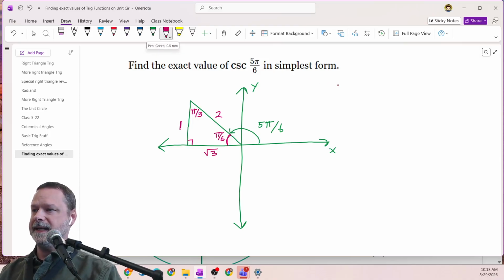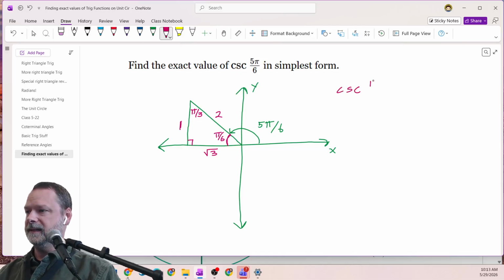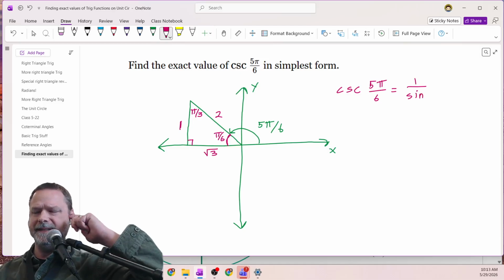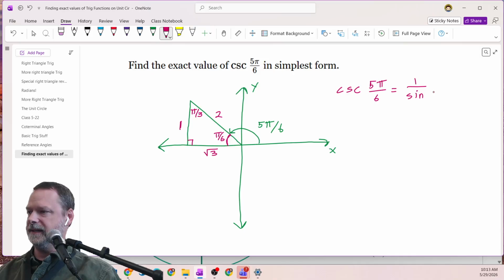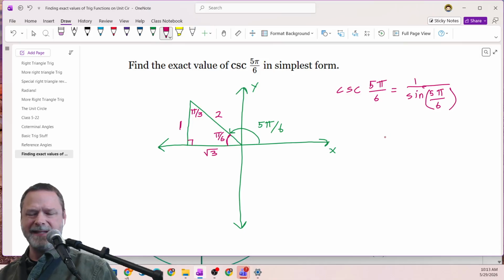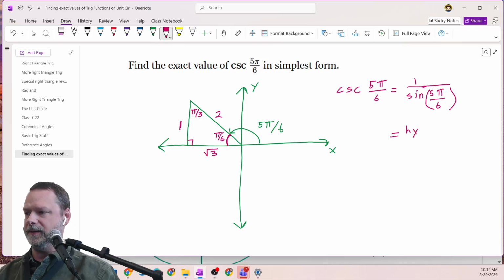And so now I can easily get cosecant. Cosecant of 5 pi over 6 is really 1 over sine. So it's 1 over sine of 5 pi over 6. So it's 1 over that. All right, what's sine? Sine is opposite over hypotenuse. So cosecant is going to be hypotenuse over opposite. And so that's what I need to do.